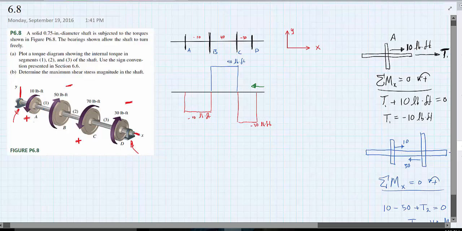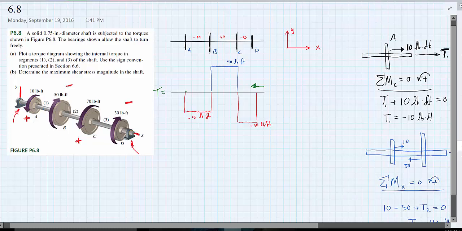And so from this, negative 30 plus 70 is 40. And then that's constant again until we get to member B. And then that's going to be a negative 50 foot-pounds. So 40 minus 50 is negative 10, which is what we show here. And again, it's constant until we get to A. And then negative 10 plus 10 zeroes out at the end. And so this will be our torque diagram.